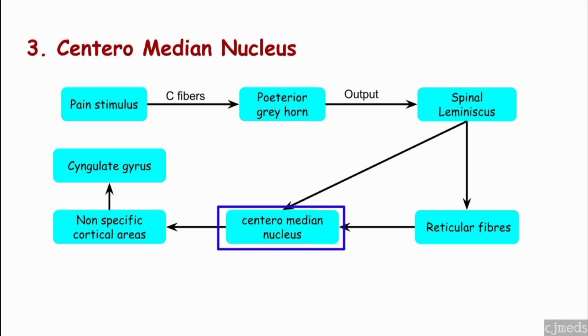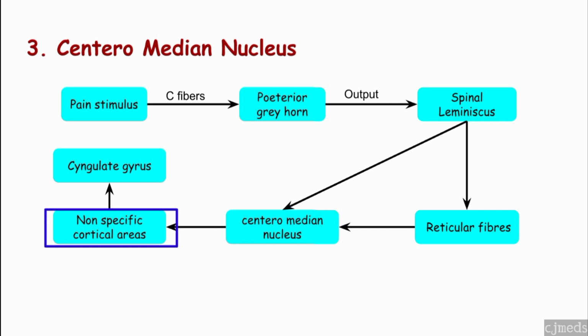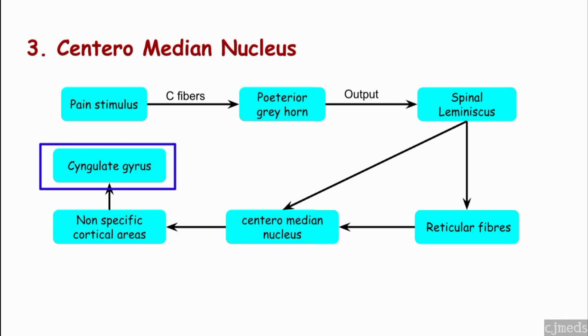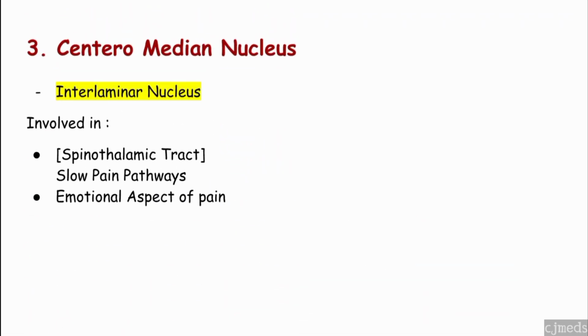Whenever the centromedian nucleus receives information, particularly pain information, it sends it to the non-specific cortical areas. It means we don't really know the exact area where these fibers go in the cerebral cortex. It is believed that it sends it to the cingulate gyrus. This is important because the centromedian nucleus converts this pain stimulus into emotions with the involvement of the cingulate gyrus. And hence technically this centromedian nucleus is also believed to be involved in the emotional aspect of pain.